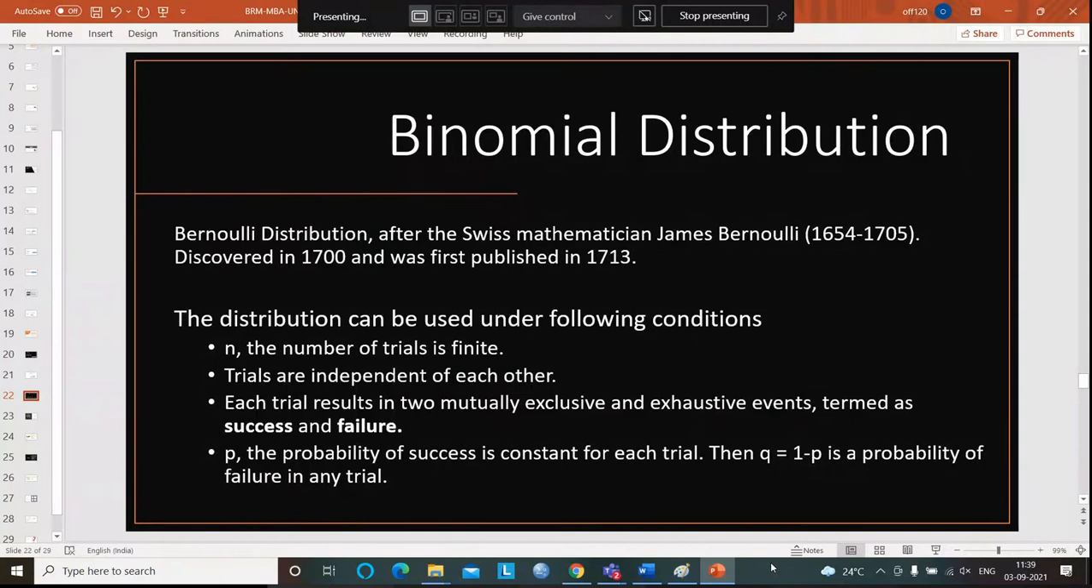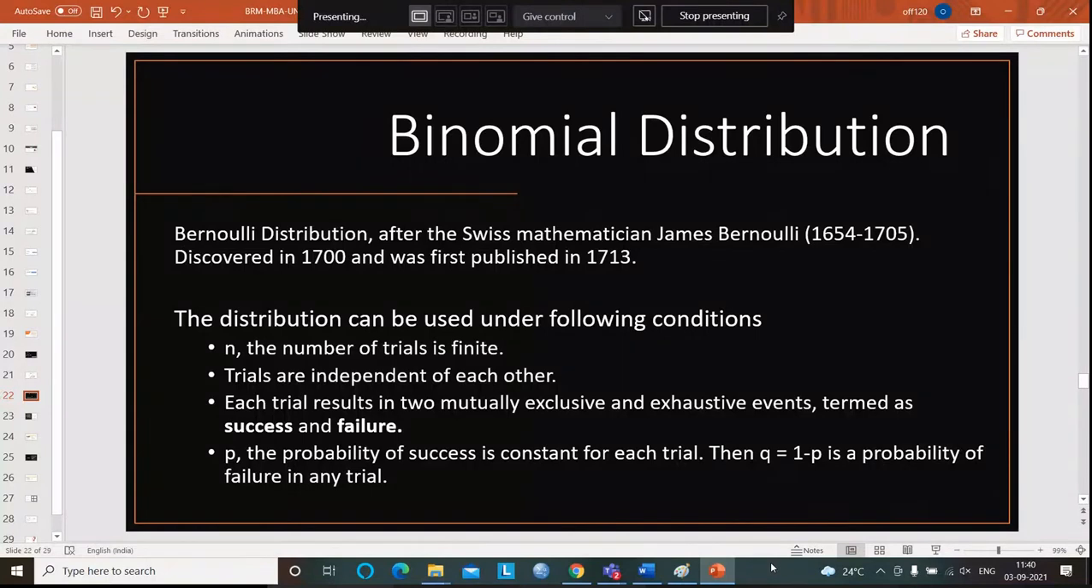See, binomial distribution has some characteristics that a problem must follow. First, the number of trials should always be finite. That means a countable number of trials only has to happen. Next, the trials must be independent of each other. Third, there must be only two outcomes, either a success or a failure.